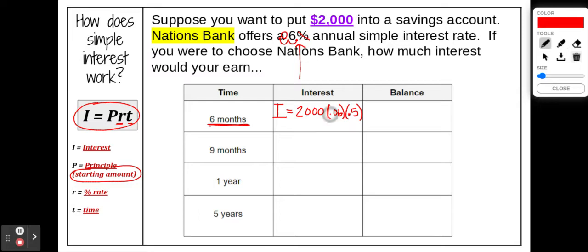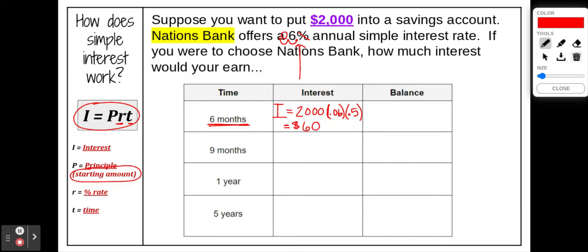And let's see what the calculator tells us that you would earn for interest if you kept your money in there for 6 months. Do you see how the calculator tells you $60? Yeah, that's what you would earn for interest, $60. A pretty good amount of money in 6 months, right? For doing nothing but keeping $2,000 in the bank account.